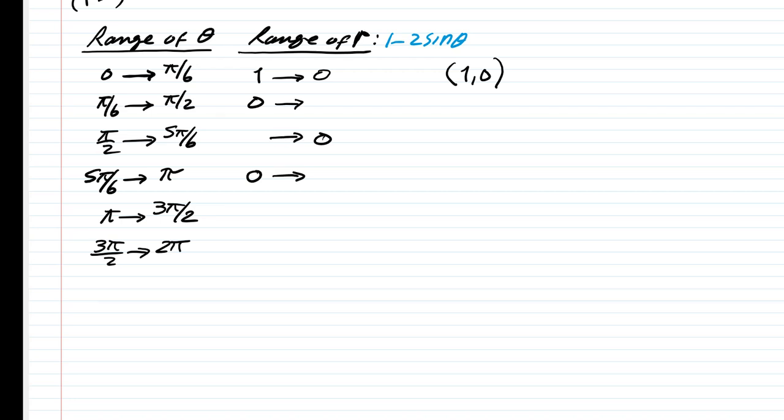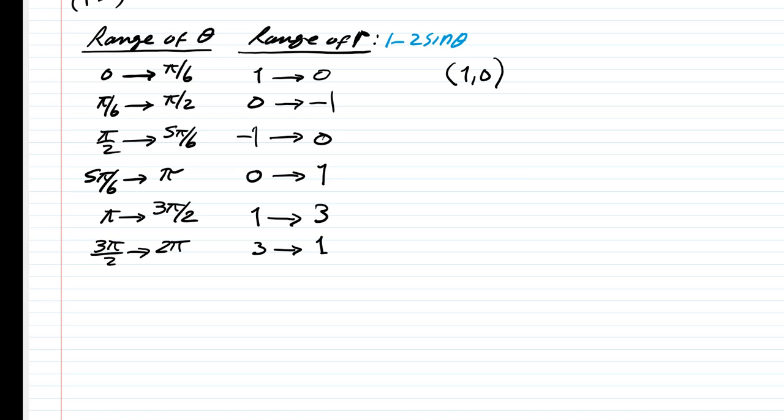Okay. Now it goes to pi over 2. Sine of 90 degrees is 1. Times 2 is 2. 1 minus 2 is negative 1. So it goes from 0 to negative 1. At pi, sine of pi is 0, so we get 1 minus 0, which is 1. And then from 1, at sine of 3 pi over 2, that's negative 1 times negative 2 is 2, and 1 plus 2 is 3. It goes from 1 to 3. And then at 2 pi, sine of 2 pi is 0, so it ends up at 1.